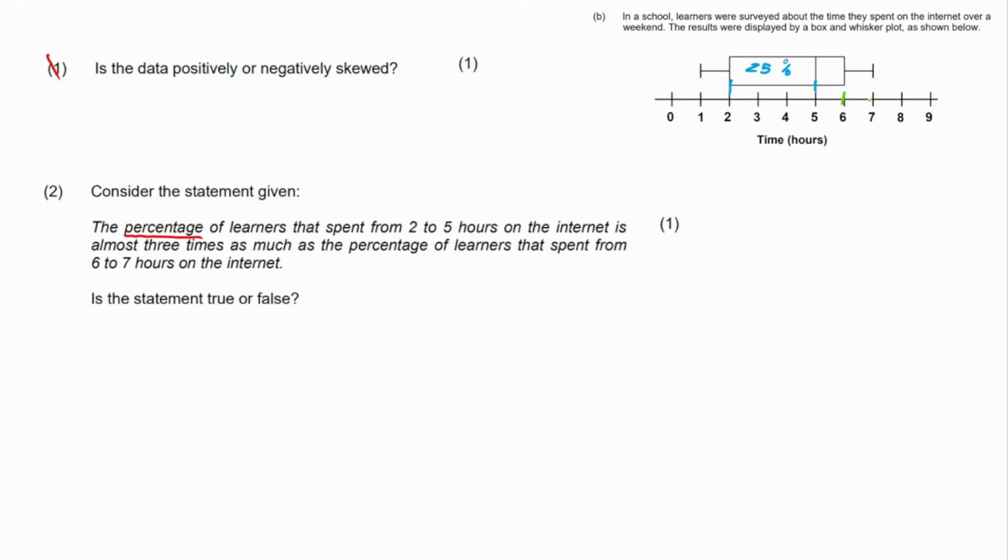Here's 6 and here's 7. Well, we know that this is also just 25%. So we know the percentages are equal. So it's not 3 times as much as they were saying here. So in that case, the statement's actually false. And it's just as easy as that.